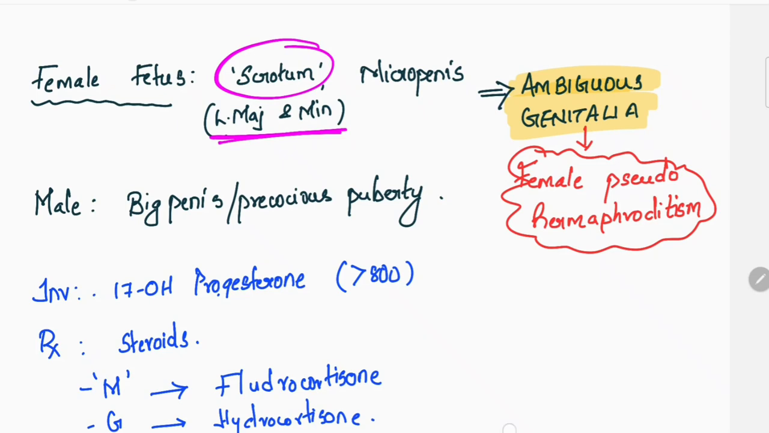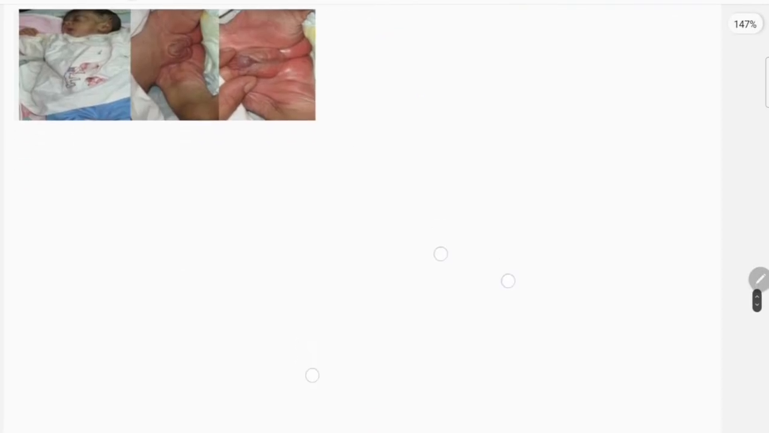Also, their clitoris will get enlarged and it can look like a micro penis. So this will give rise to an appearance called ambiguous genitalia, meaning when we see such a child for the first time, we will be in doubt whether she is a boy or a girl. I'll show you the picture, just a moment guys. I'll show you how it looks.